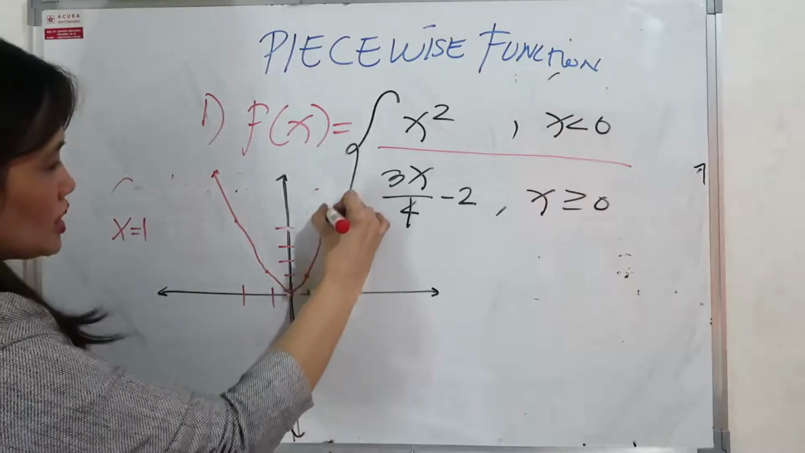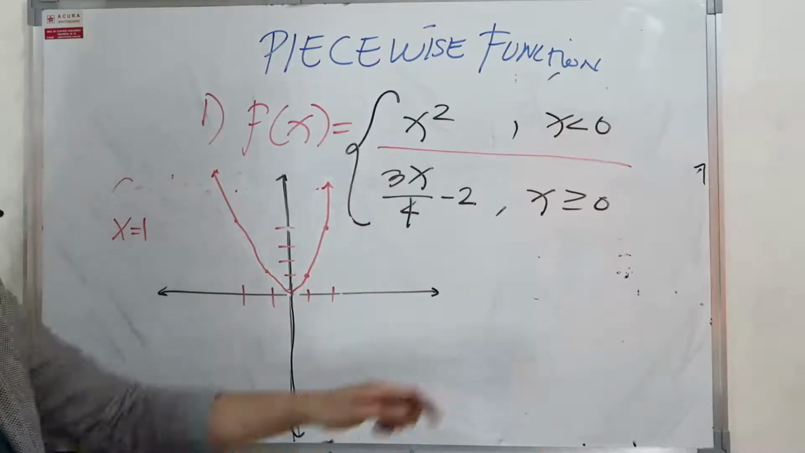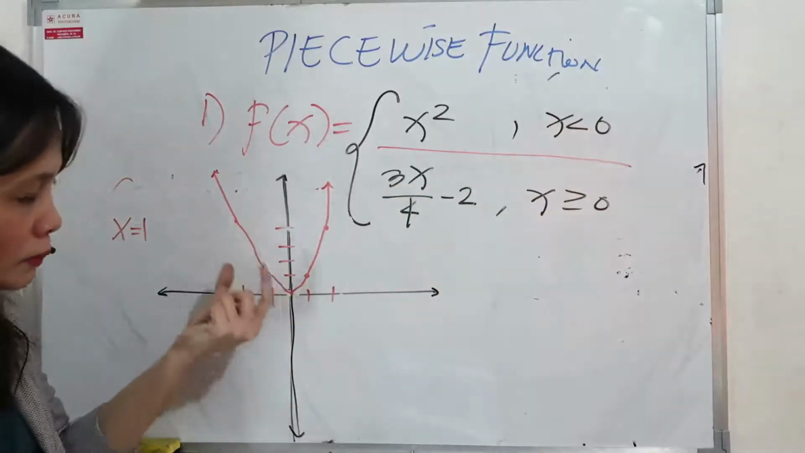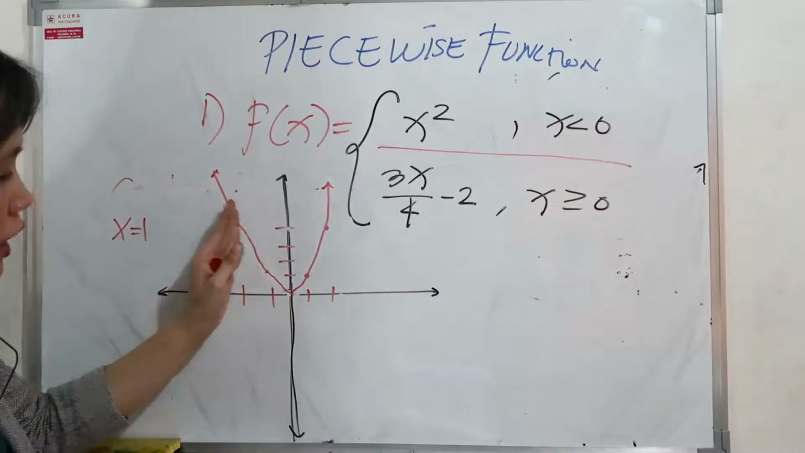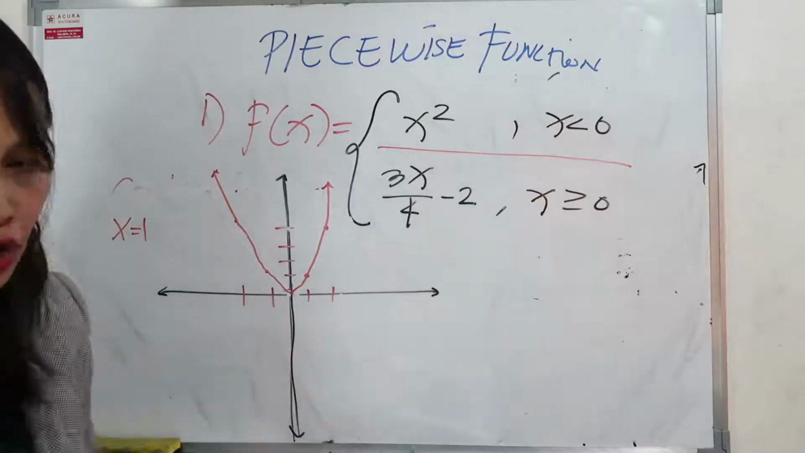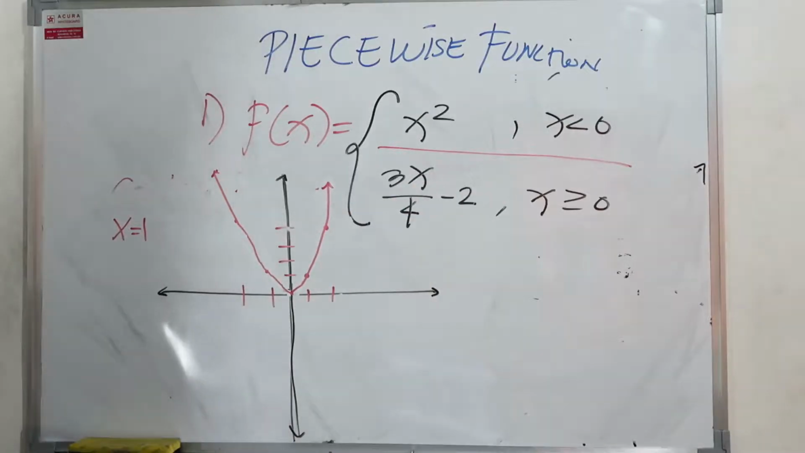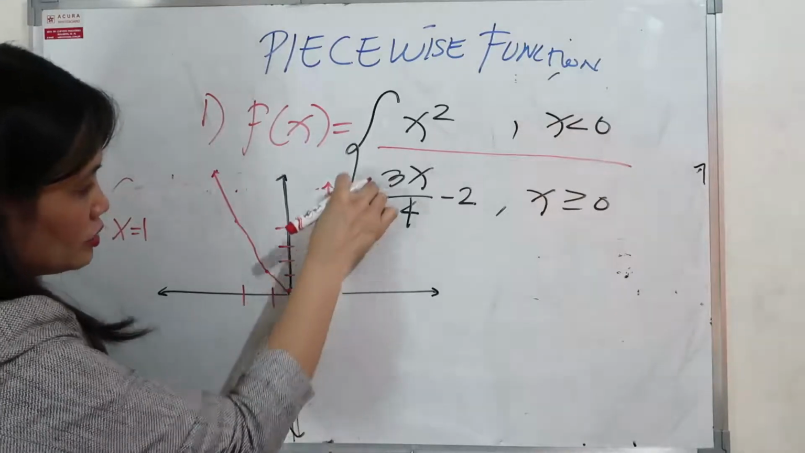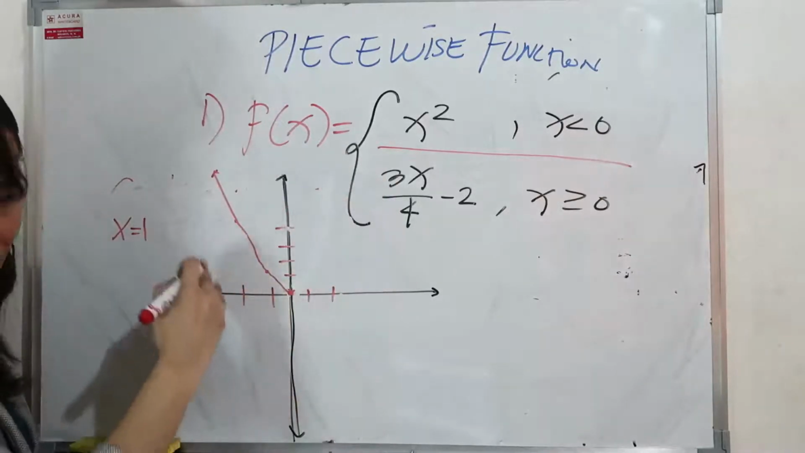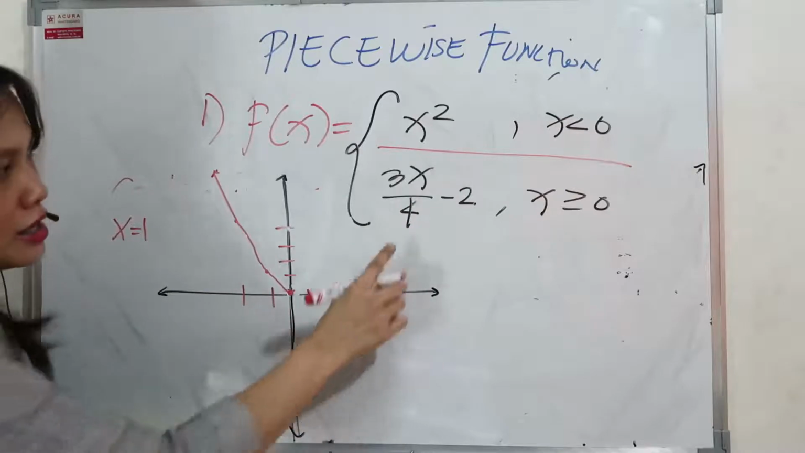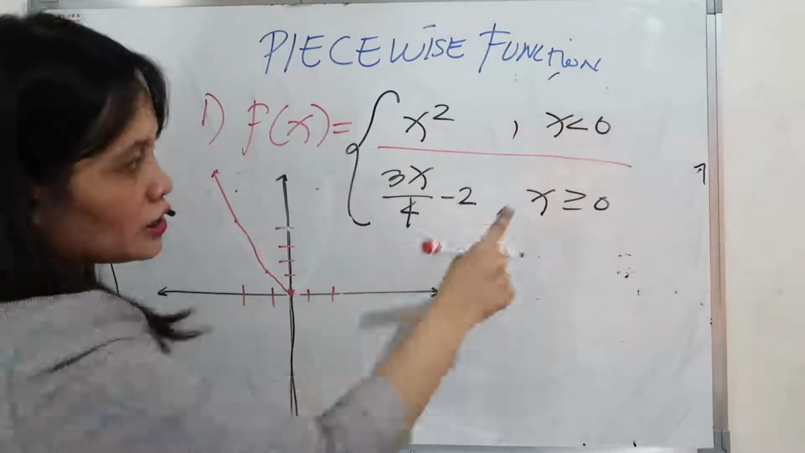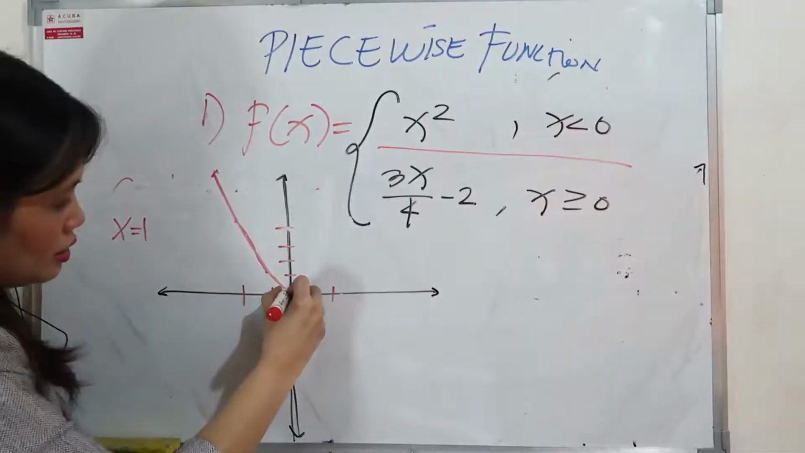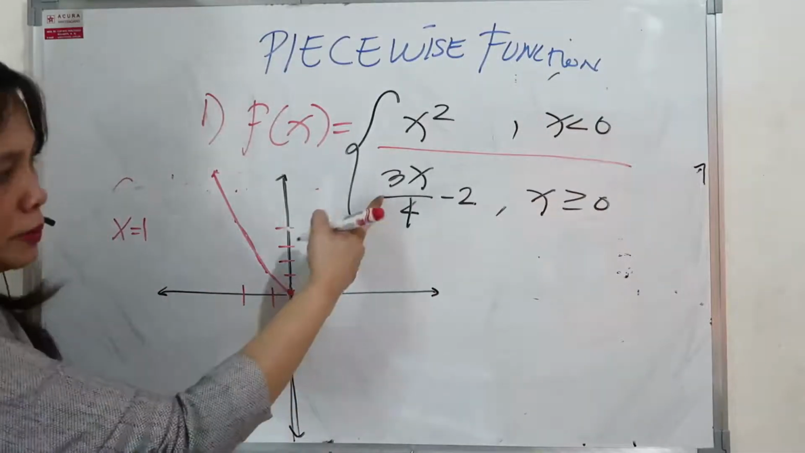But what's the condition? The condition says x is less than 0. So what part of the parabola is included? Is it on the left part or the right part, based on the condition? Okay, so only the left. So we need to omit the right one. So that's the graph based on the condition. For x squared, the condition is x must be less than or equal to 0, so only this graph is allowed.